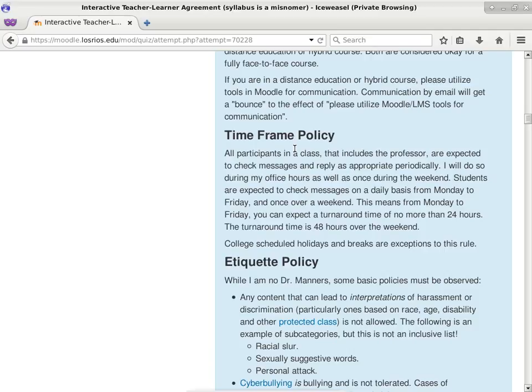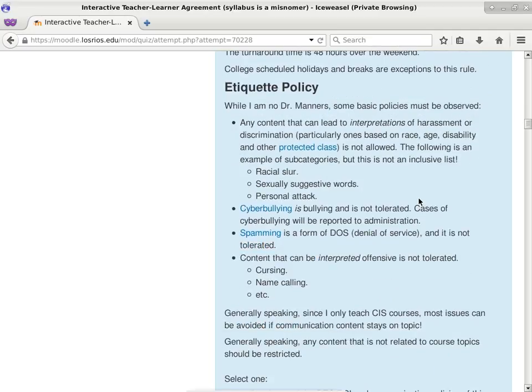Questions? Okay. All right. Moving on to the etiquette policy, which does not really apply to a face-to-face class as much, but basically, things that can be interpreted as harassment or discrimination are not going to be tolerated. That would include racial slurs, sexually suggestive words, personal attacks, and stuff like that. Cyberbullying is bullying, and that won't be tolerated as well.